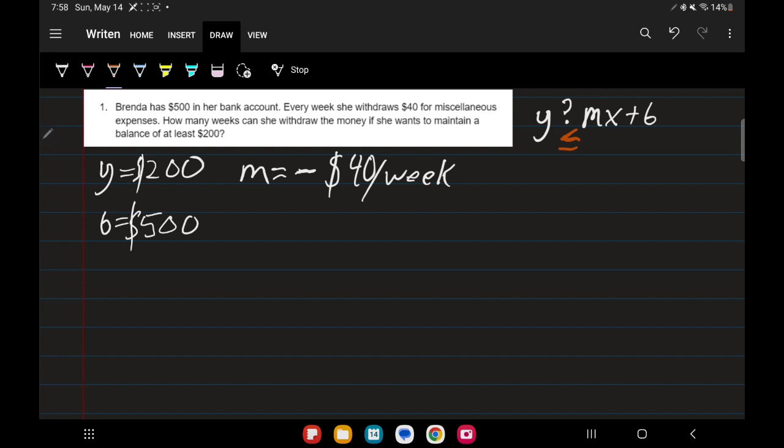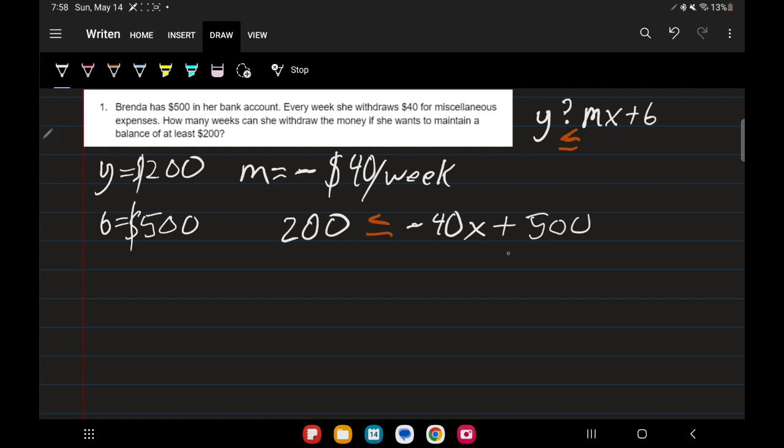Okay, let's go ahead, fill in the information. So $200, that's y. So I put that on this side. Then I know that I have a number that is less than or equal to, and that's 200. My next number, m, is minus 40x plus the amount that she already has, 500. Okay. We have set up.